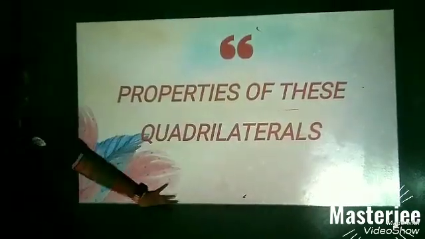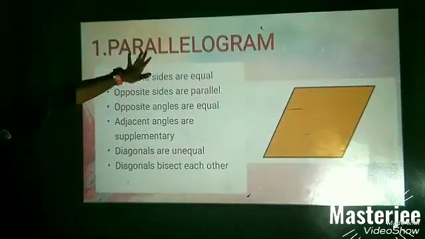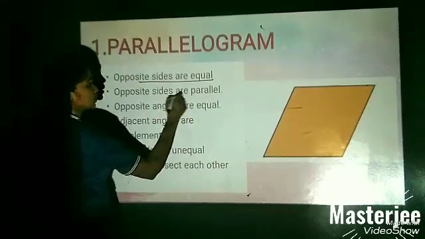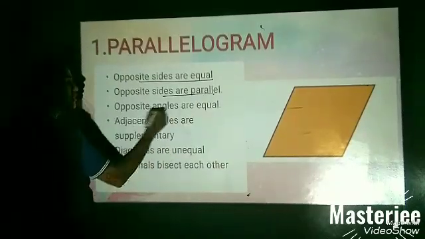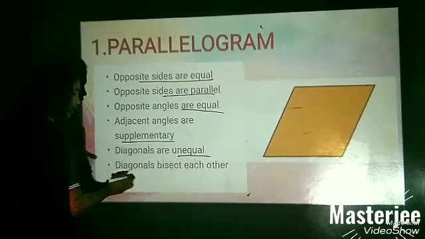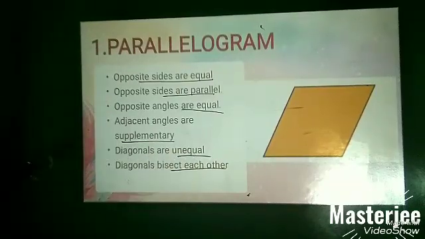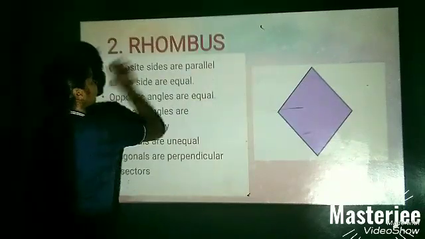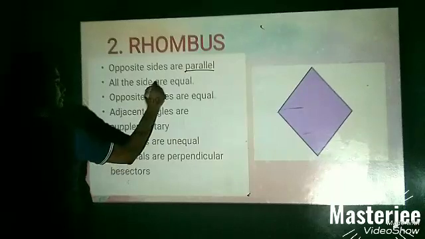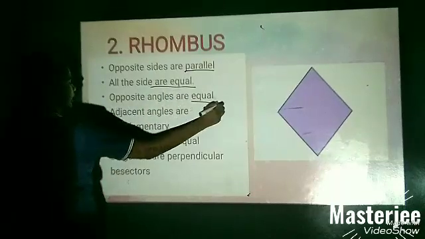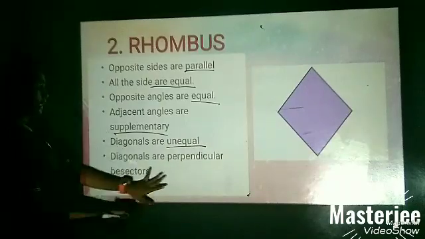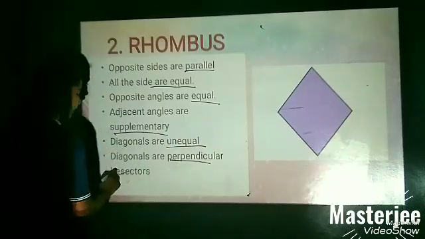Properties of these quadrilaterals. First one, parallelogram. A parallelogram has opposite sides equal, opposite sides parallel, opposite angles equal, adjacent angles supplementary, diagonals unequal, and diagonals bisect each other. Rhombus. The opposite sides are parallel, all the sides are equal, opposite angles are equal, adjacent angles are supplementary, diagonals are unequal, and diagonals perpendicularly bisect each other.